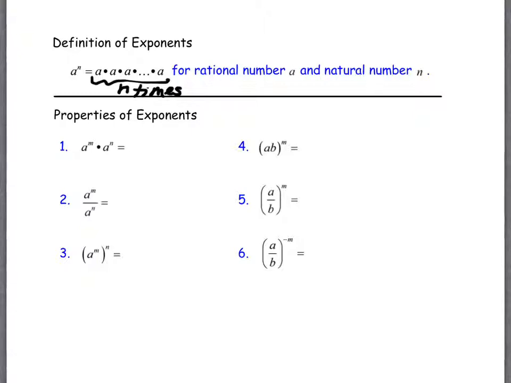What happens when I multiply two exponent expressions, a to the m times a to the n together? How do I simplify that? A to the what? It's addition of those two exponents. Again, we're going to talk about the why in a little bit. It's addition. So then what happens on number 2 when I divide them? It's subtraction.